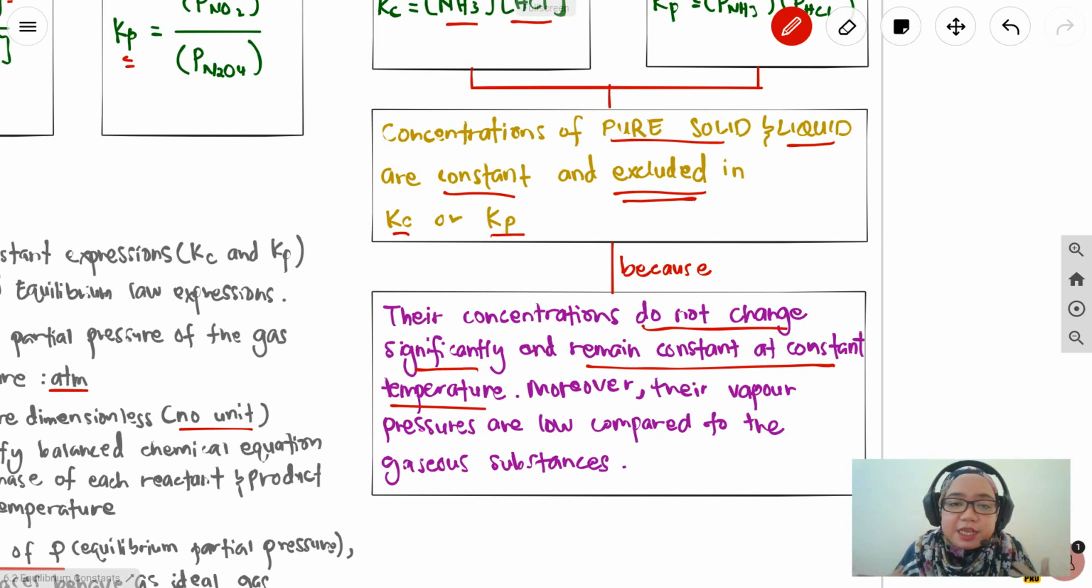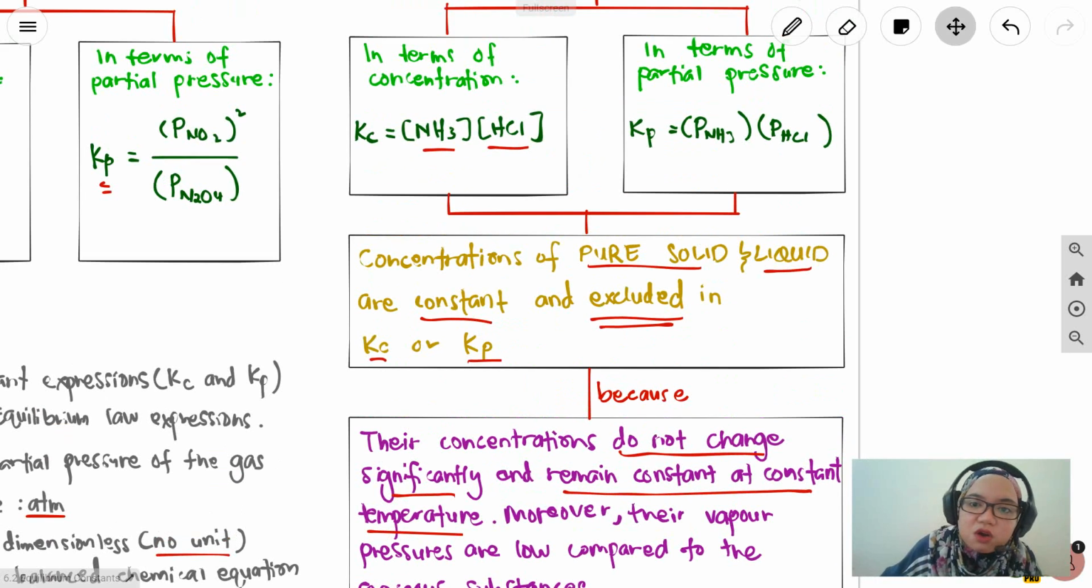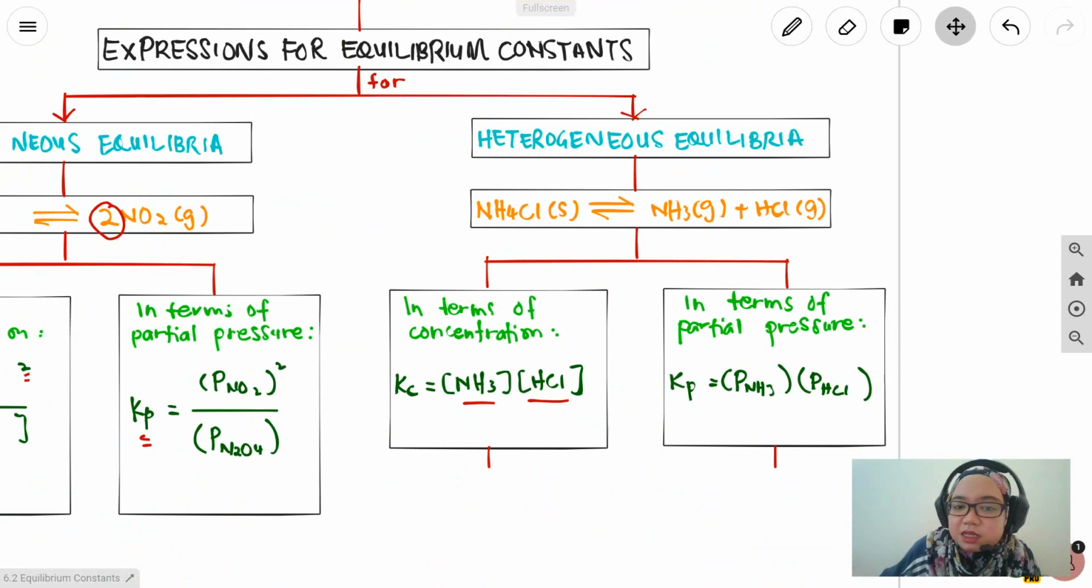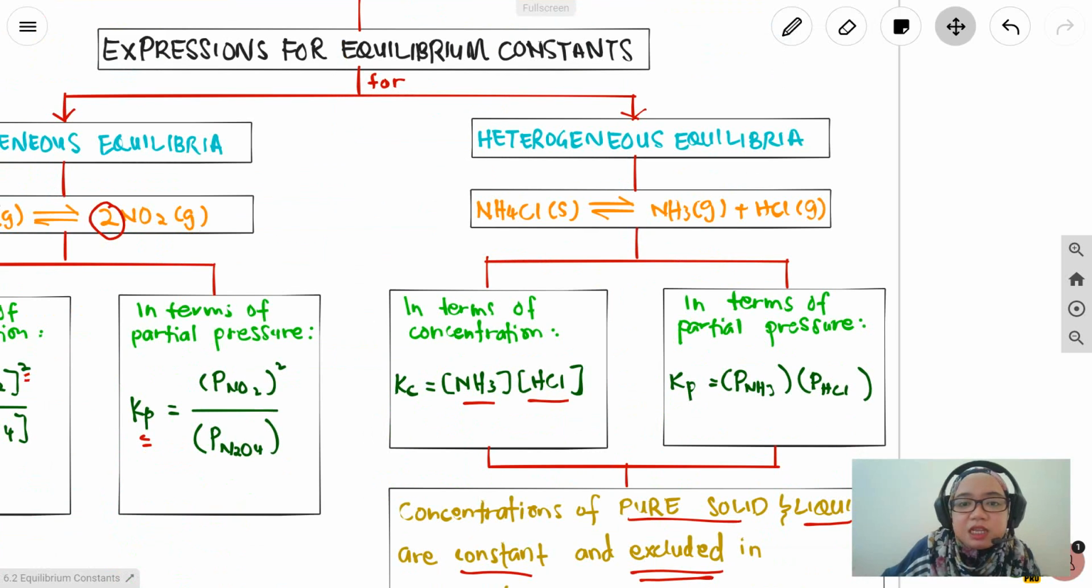So we just ignore the concentration of pure solids and liquids. We only include the gas and aqueous phases, for Kc and Kp. And in terms of partial pressure, we do not include it either, because partial pressure is applicable to the gaseous state only, right? It is applicable for gases only. So since this is a solid, we cannot include it.